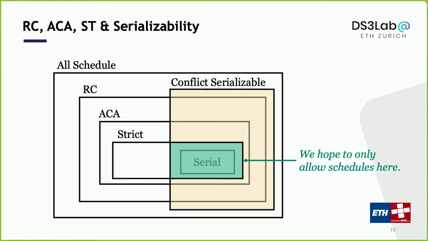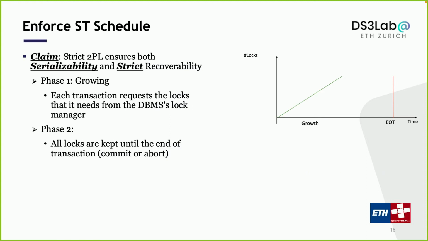And luckily, that region, this green box, is larger than serial schedules, because then you can actually allow some concurrency between transactions. So by default, we want the green box. How should we do that? One way to get there is by using strict two-phase locking.